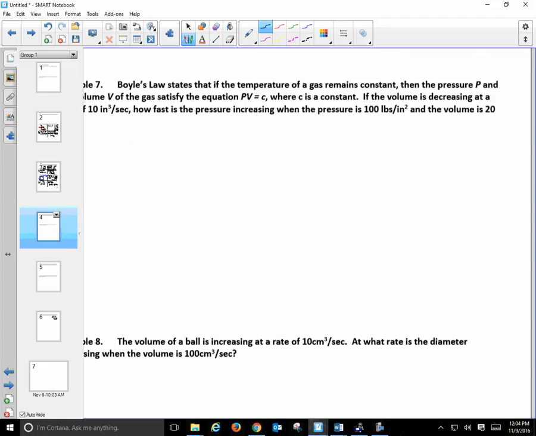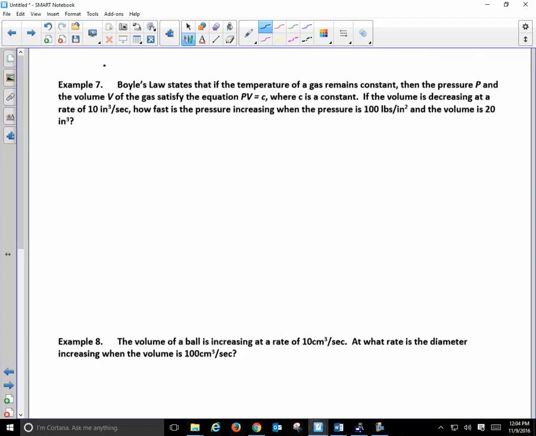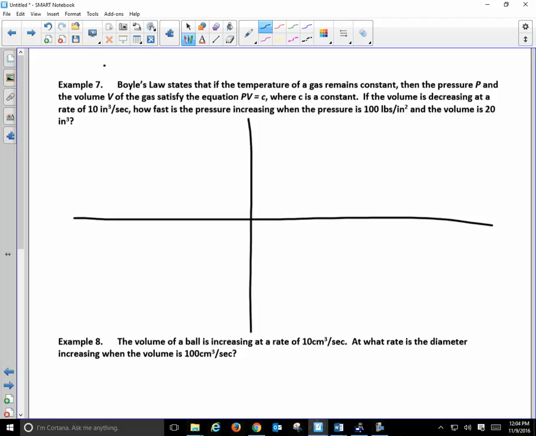Okay, we're going to do 2 more. We'll do 7. We've already done 8. We'll do 7 and 9. This one is an application to physics.